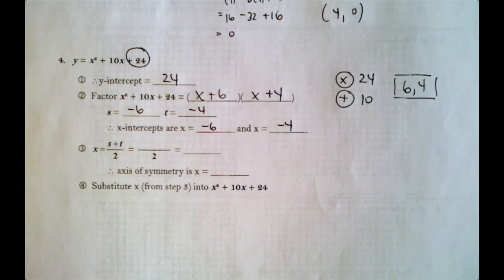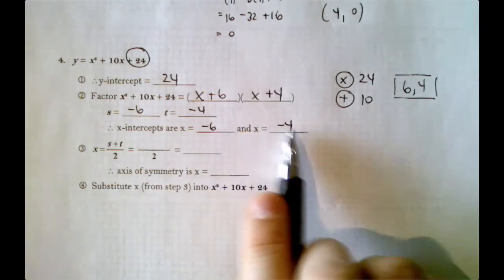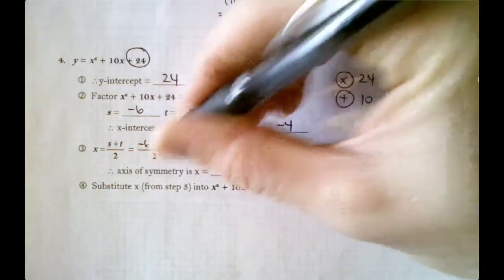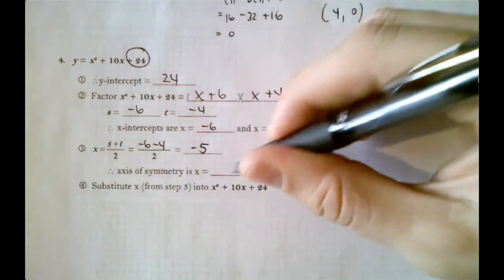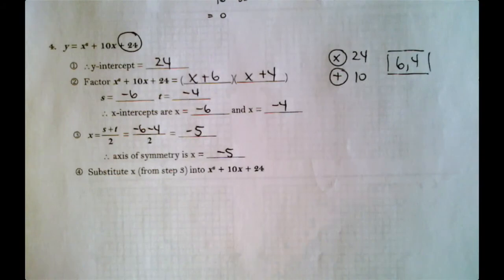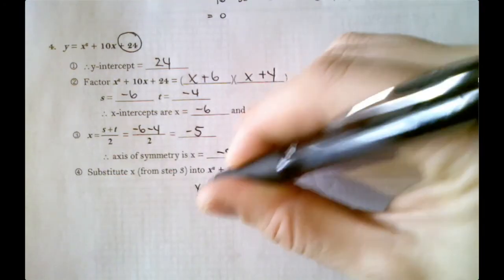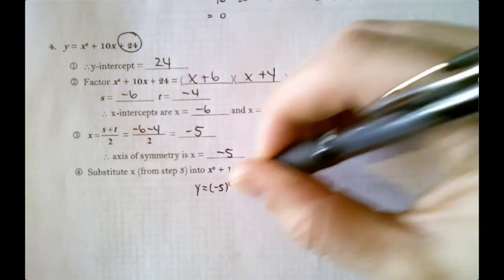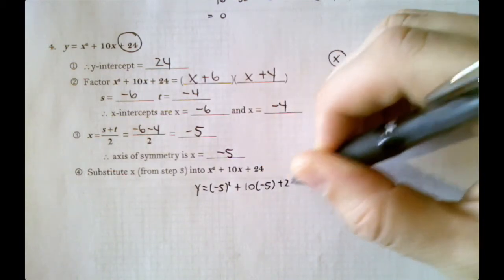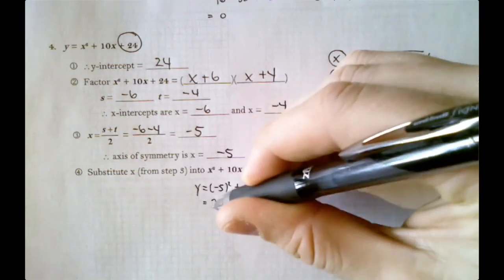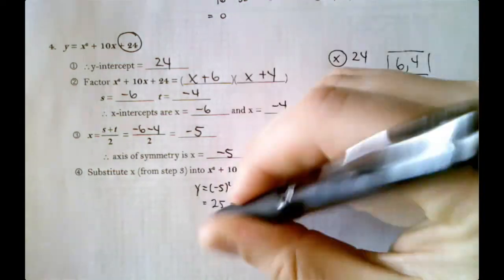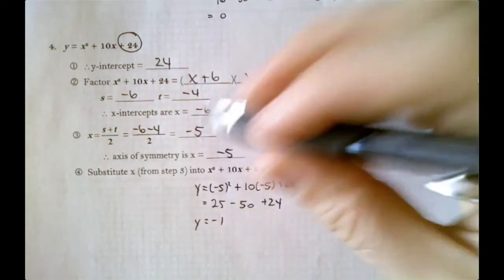To find the axis of symmetry, we're looking for the number between these. It might be clear that it's -5, but let's add them together. Divide by 2, we do get -5. And our last step to find the vertex, we put -5 into our equation. So -5 squared plus 10 times -5 plus 24. Let's see what we get. That's 25. That's -50. That's 24. And if we put all those together, we get -1.